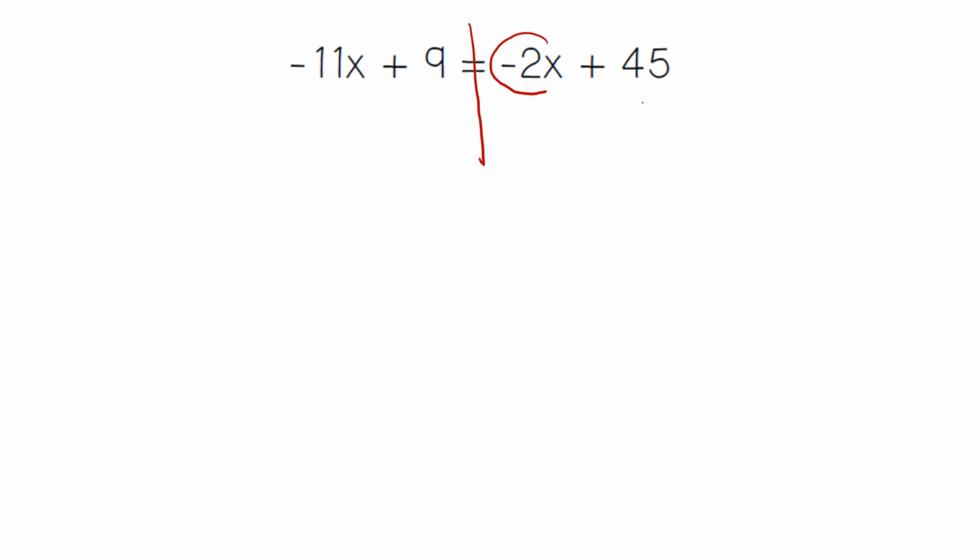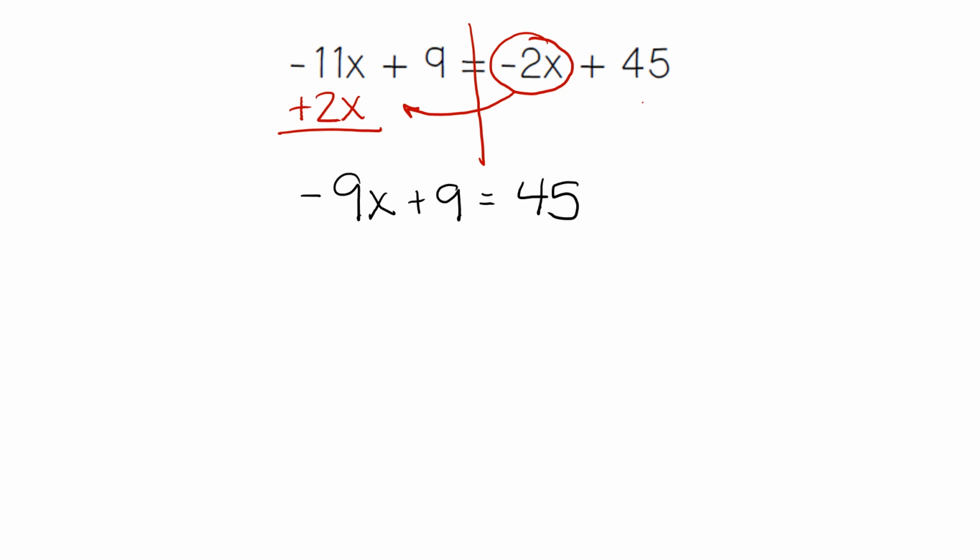We take the variable negative 2x. We do the opposite. We do a positive 2x. Negative 11 plus 2x is going to give us a negative 9x. We bring down the plus 9 and the positive 45 because we did not use those numbers in our problem.